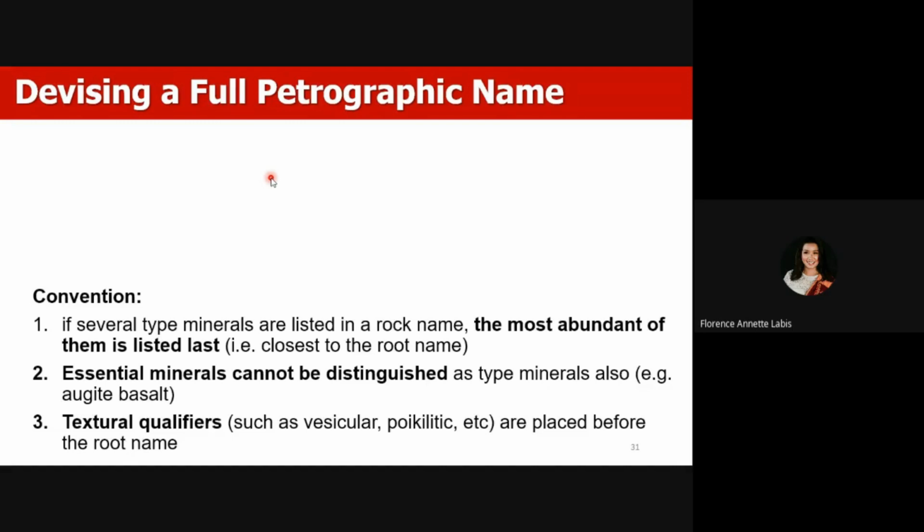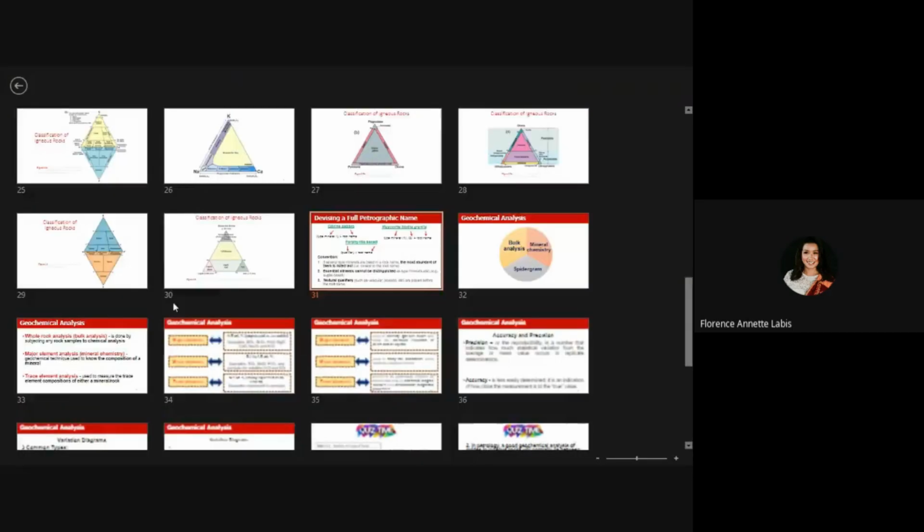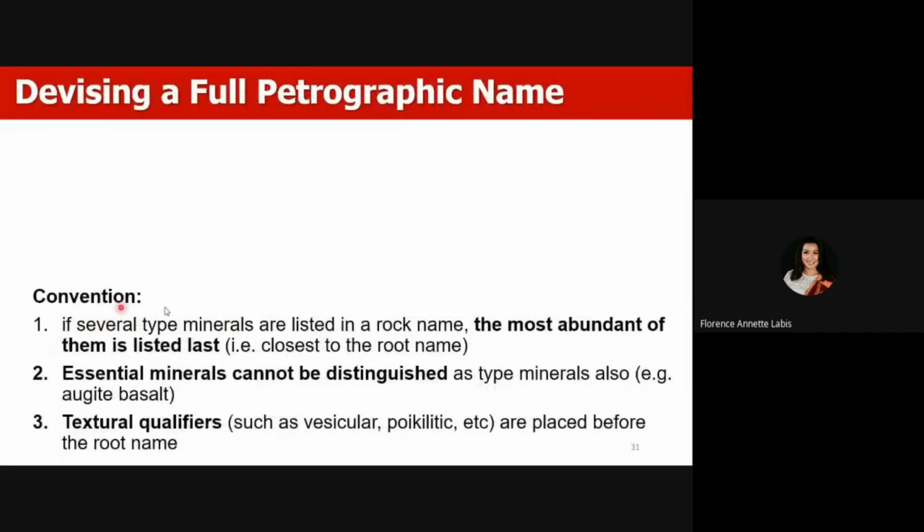Okay, so other than plotting the mineral modal abundance of a rock sample, it's also important for us to know how we can devise a petrographic name of a certain sample, whether it's a volcanic, intermediate, or intrusive rock. So we have here the convention. Remember these three. We will go through each of the conventions later.